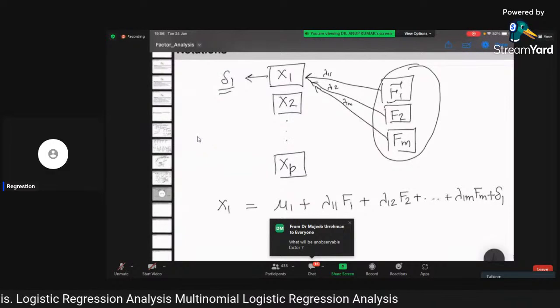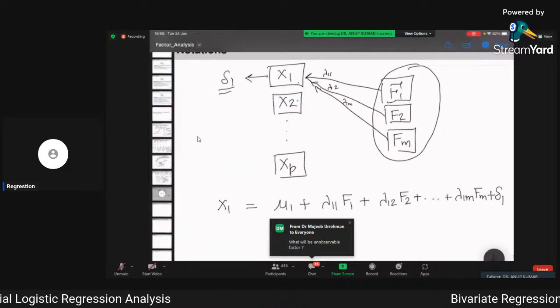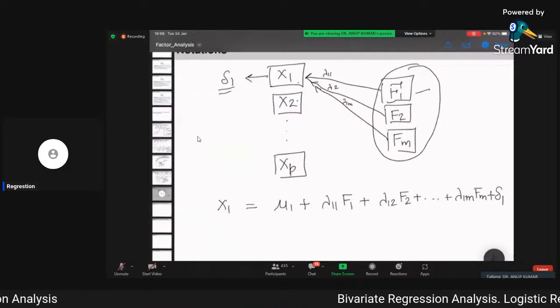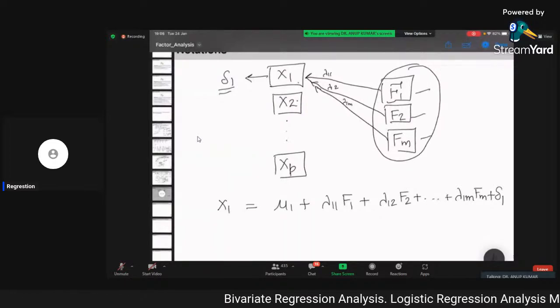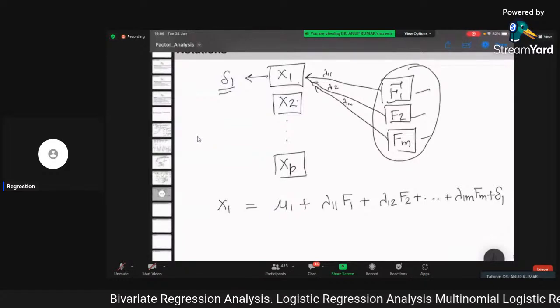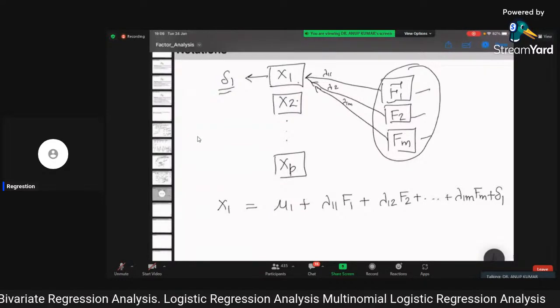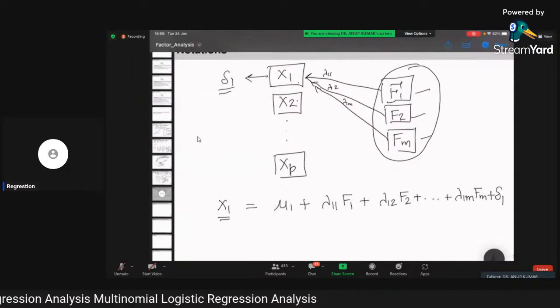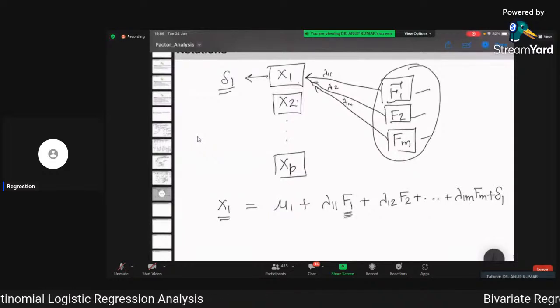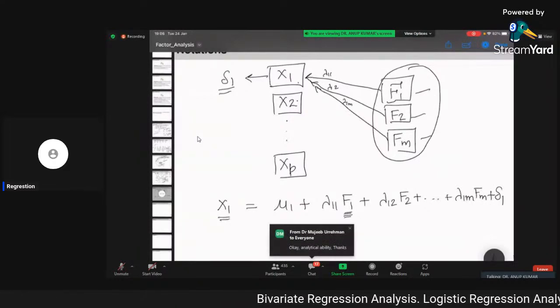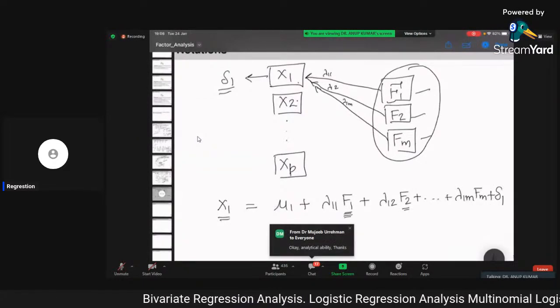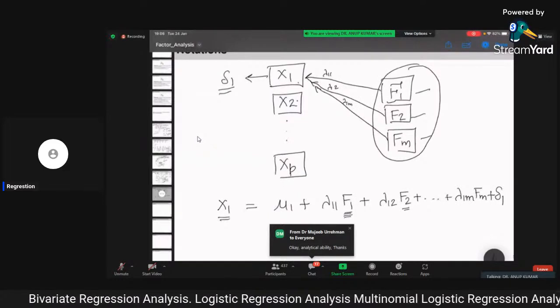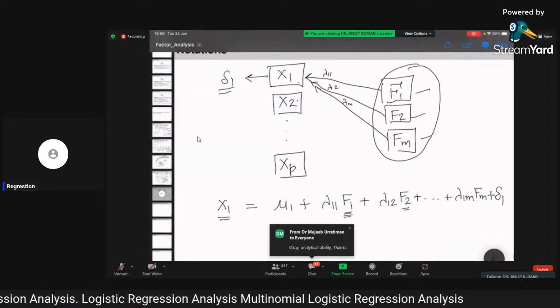Okay. So again, these x1, x2 are the marks of the student, and this f1, f2, fm are the abilities of the student, like mathematical ability or analytical ability. These are unobservable. So for marks in mathematics, how much one ability is contributing, how much another ability is contributing, like this. This is what the mathematical equation is.